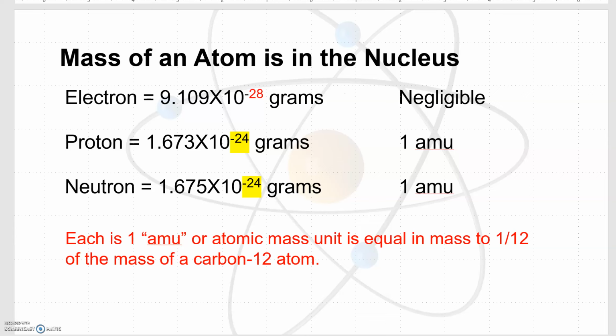So again, making chemistry easy, we're not going to use grams. We're going to use a different unit called an atomic mass unit. And we're going to say that one proton is equal to 1 atomic mass unit. 1 neutron is equal to 1 atomic mass unit. And the electrons, we're just going to say they're negligible. So they're not going to count when we get the mass of an atom.